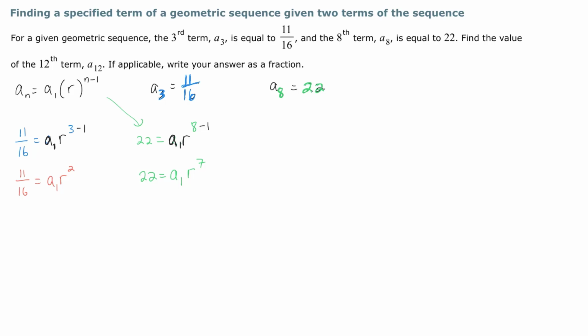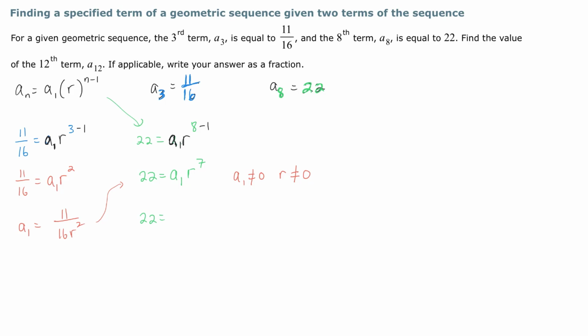It would be nice to be able to find the common ratio. There's a couple things we know. We know that a sub 1 is not 0. We also know that r, the common ratio, is not 0. If either one of these is zero, we won't be talking about a geometric sequence. Let's take this first equation over here, and I'm going to solve for a sub 1. So that is going to be 11/16 divided by r squared. I'm going to take this and substitute it over here, and let's see what we get.